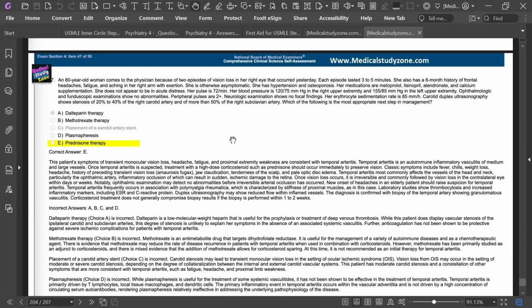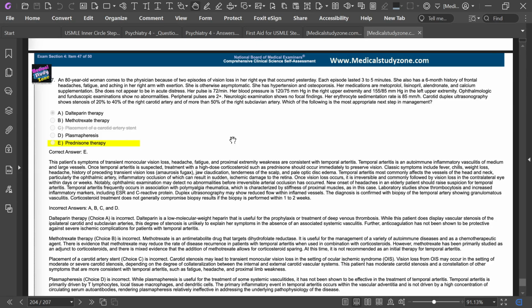This patient's symptoms are transient monocular vision loss, and temporal arteritis is associated with amaurosis fugax. AION, acute ischemic optic neuropathy, can also happen in temporal arteritis. This patient's symptoms of transient vision loss, headache, fatigue, and proximal extremity weakness are consistent with temporal arteritis.